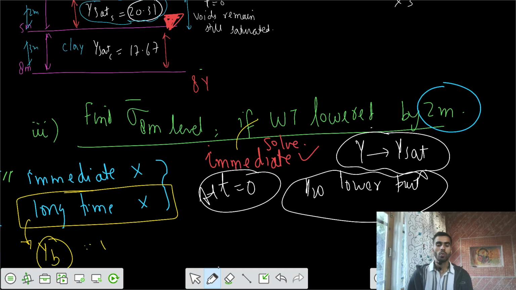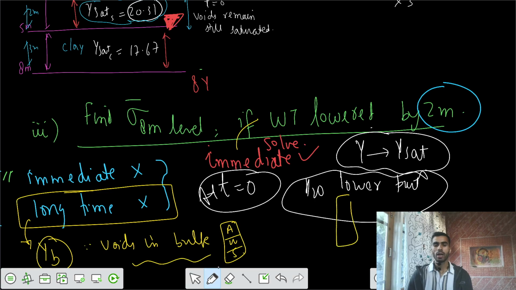At that time, your voids are in bulk condition. That means there would be a little bit of water and a little bit of air also, so there would be a three-phase diagram, A, W and S. But in this case, the immediate time, I only have two states. I would have only a two-phase diagram, S and W.